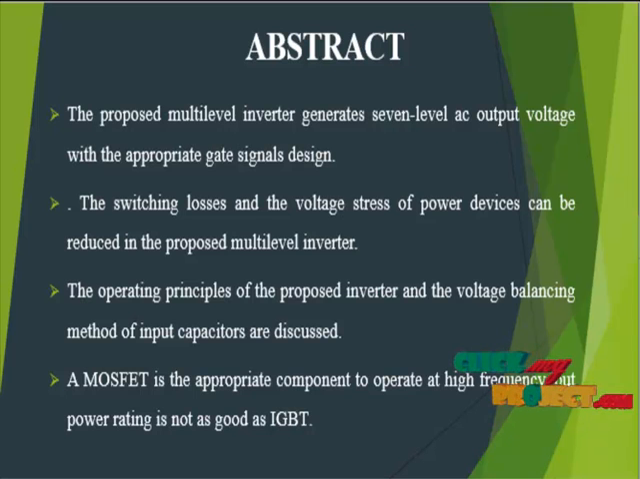In this paper, a novel multi-level DC to AC inverter is proposed. The proposed multi-level inverter generates a 7-level AC output voltage, and we use a low pass filter to reduce the total harmonic distortion in the SPWM output voltage. The switching losses and the voltage stress of the power devices can be reduced by the proposed multi-level inverter. The operating principles of the proposed inverter and the voltage balancing method of the input capacitors are discussed.